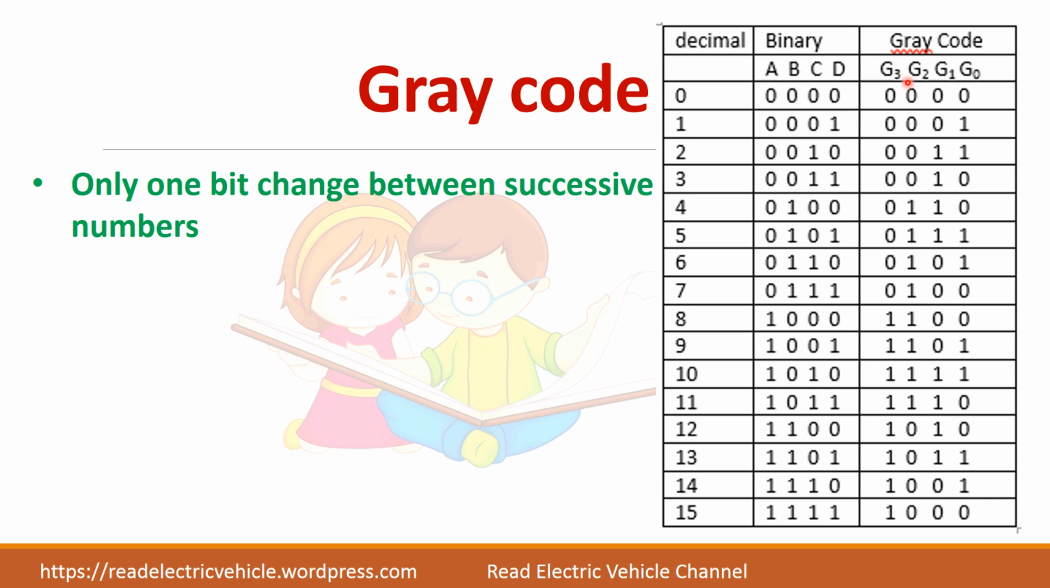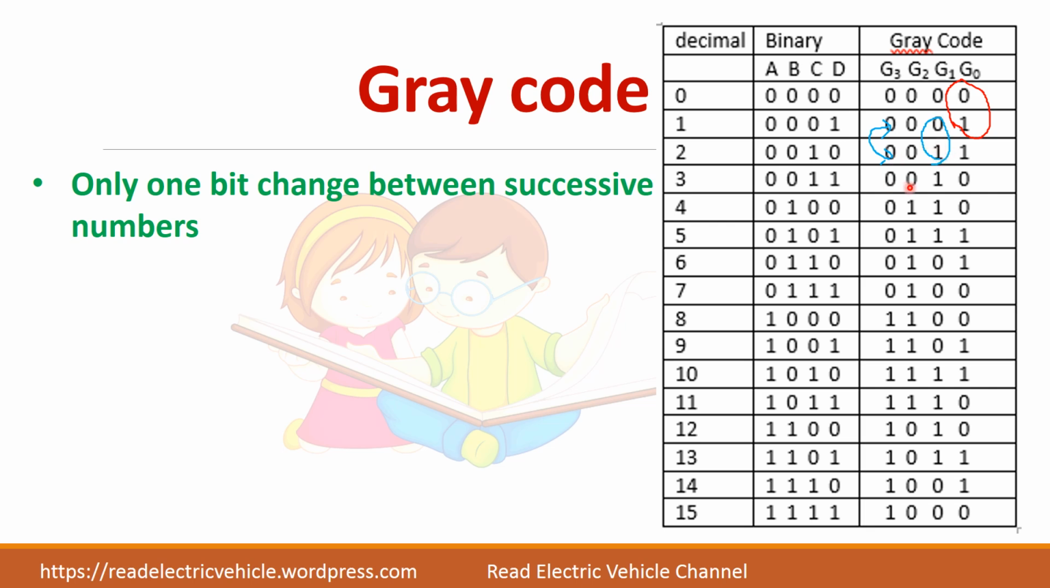If you see this gray code, 4 bits are there. Out of the 4 bits, between the first two successive numbers, 3 bits remain the same. Only G0, the fourth bit, is changed from 0 to 1. Next, you see this number and this number. Here 3 bits are the same. Only the third bit, that is G1 bit, is changed from 0 to 1.